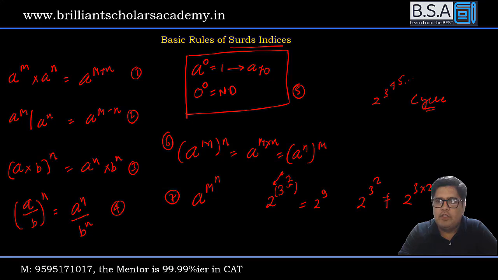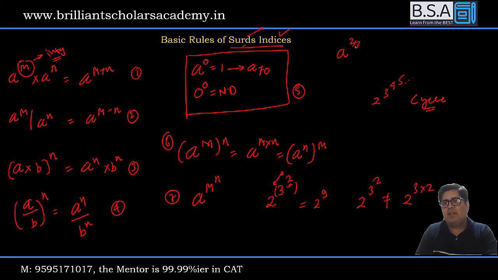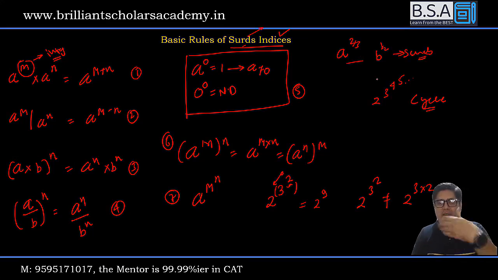Basic rules of surds and indices. When do we call them indices? When do we call them surds? I'll tell you. When the powers are integers, we call them indices. When these powers are fractions, if I say a to the power 2 by 3, b to the power 1 by 2, now these are called surds. Surds are when the powers are fractional.